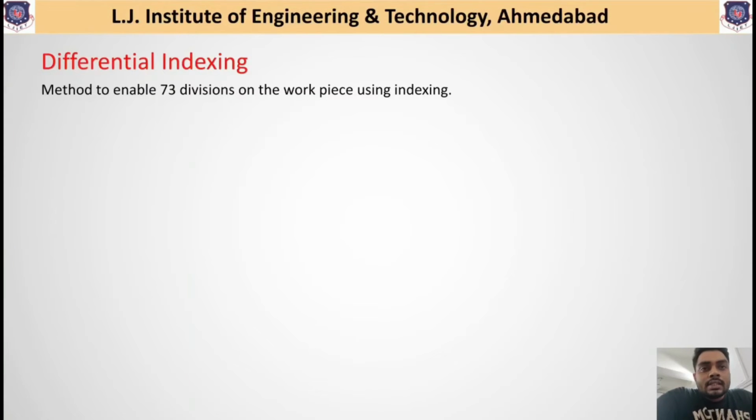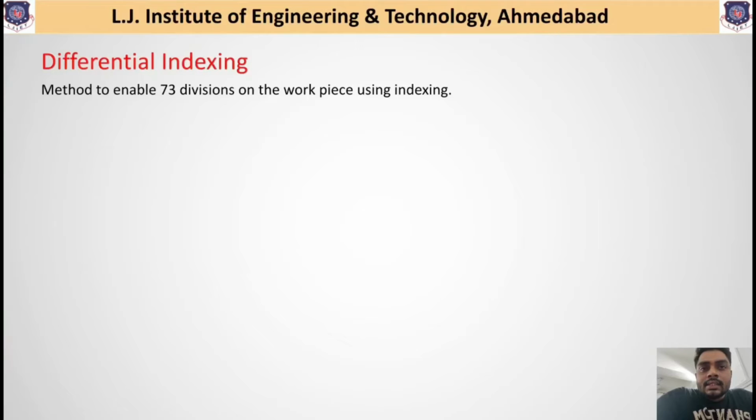So if you see the number given over here, that is 73, try to divide this number 73 into exact numbers or natural numbers. So this 73 cannot be divided into any factors. That means the compound indexing method cannot be applied to numbers which cannot be factorized. So that is the limitation of this compound indexing method. In such cases, the differential indexing method is used.